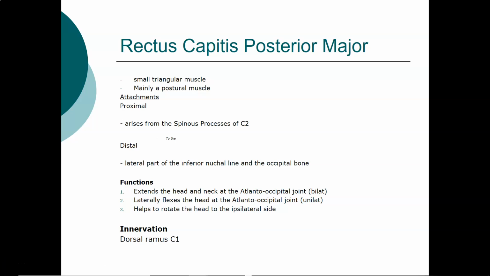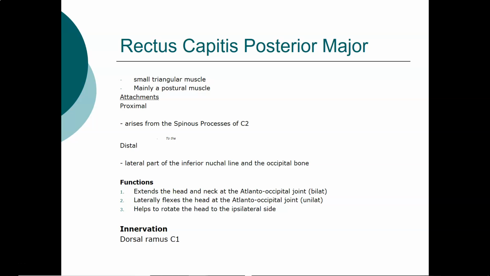This muscle is a small triangular muscle. It's mainly postural. Its attachment proximally arises from the spinous process of C2. Get your head around that. Arises from the spinous process of C2 to the lateral part of the inferior nuchal line and the occipital bone. Remember, we have a superior nuchal line and an inferior nuchal line. This muscle attaches onto the lateral aspect of the inferior nuchal line and also part of the occipital bone.